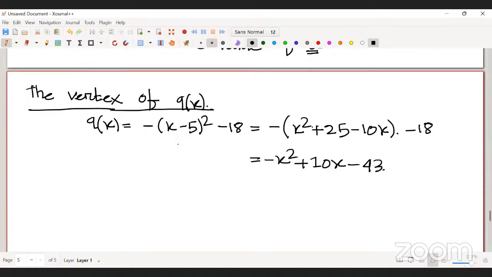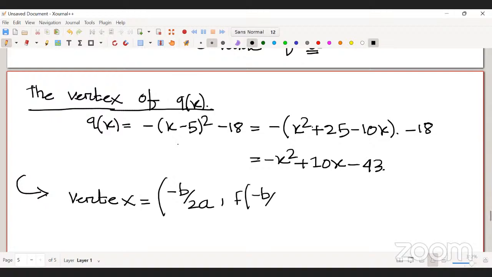So I know what the coordinate of the vertex is. The vertex is minus b by 2a comma f of minus b by 2a. I need to find the vertex of Q, so instead of f, I need to write Q here. So what is minus b by 2a for this polynomial? What is the value of minus b by 2a?